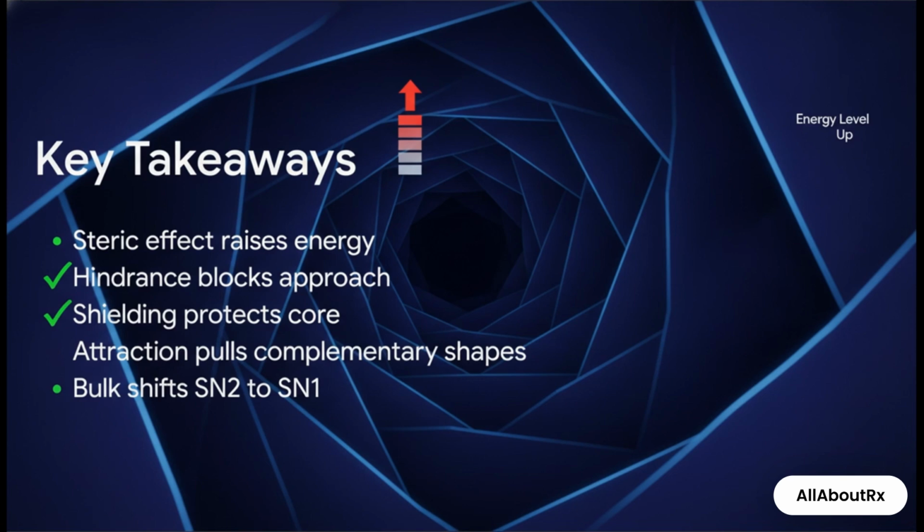Steric effects are all about spatial congestion, raising energy, whether that's steric hindrance, physically blocking a nucleophile, like a tertiary halide fiercely resisting an SN2 attack, or steric shielding, using those massive bulking groups to protect a sensitive core. Then there's steric attraction, pulling perfectly complementary shapes together. And please, never forget that classic mechanism shift. As alkyl bulk increases, that spatial crowding forces reactions to shift from SN2 over to SN1.